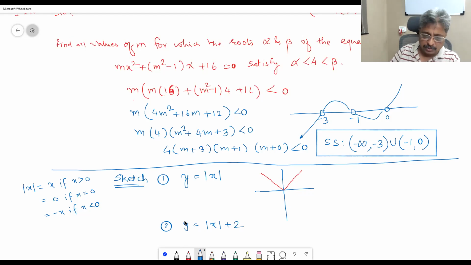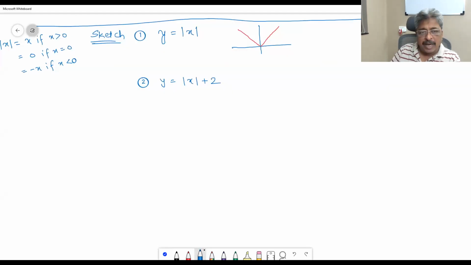Sketch y is equal to mod x plus 2. You add 2 to each value of y. So if the graph of y is equal to mod x looks like this, then y is equal to mod x plus 2 will look like this. This is 0, 2. Good. Question number 3. Y is equal to mod x minus 1. Sketch.